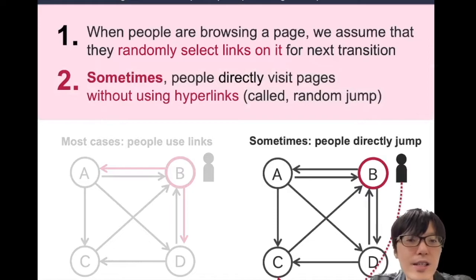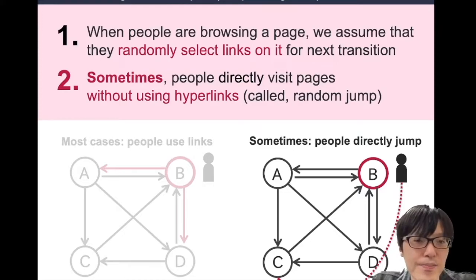In addition, as a second assumption, we assume that sometimes people directly visit web pages without using the hyperlinks. For example, let's imagine this user is now on page B. Page B has hyperlinks from B to A and from B to D, but this user does not use these.